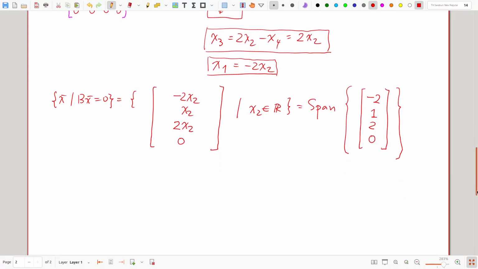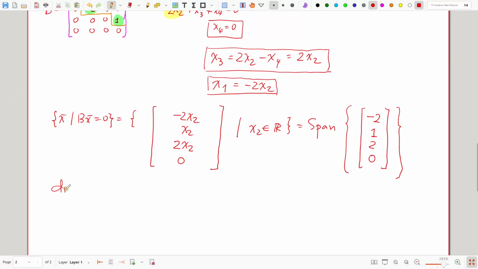Now, what is the dimension of the null space of A? It's a span of one vector, right? So the number of linearly independent vectors of this space is just 1. So the dimension of the null space is 1. Okay.